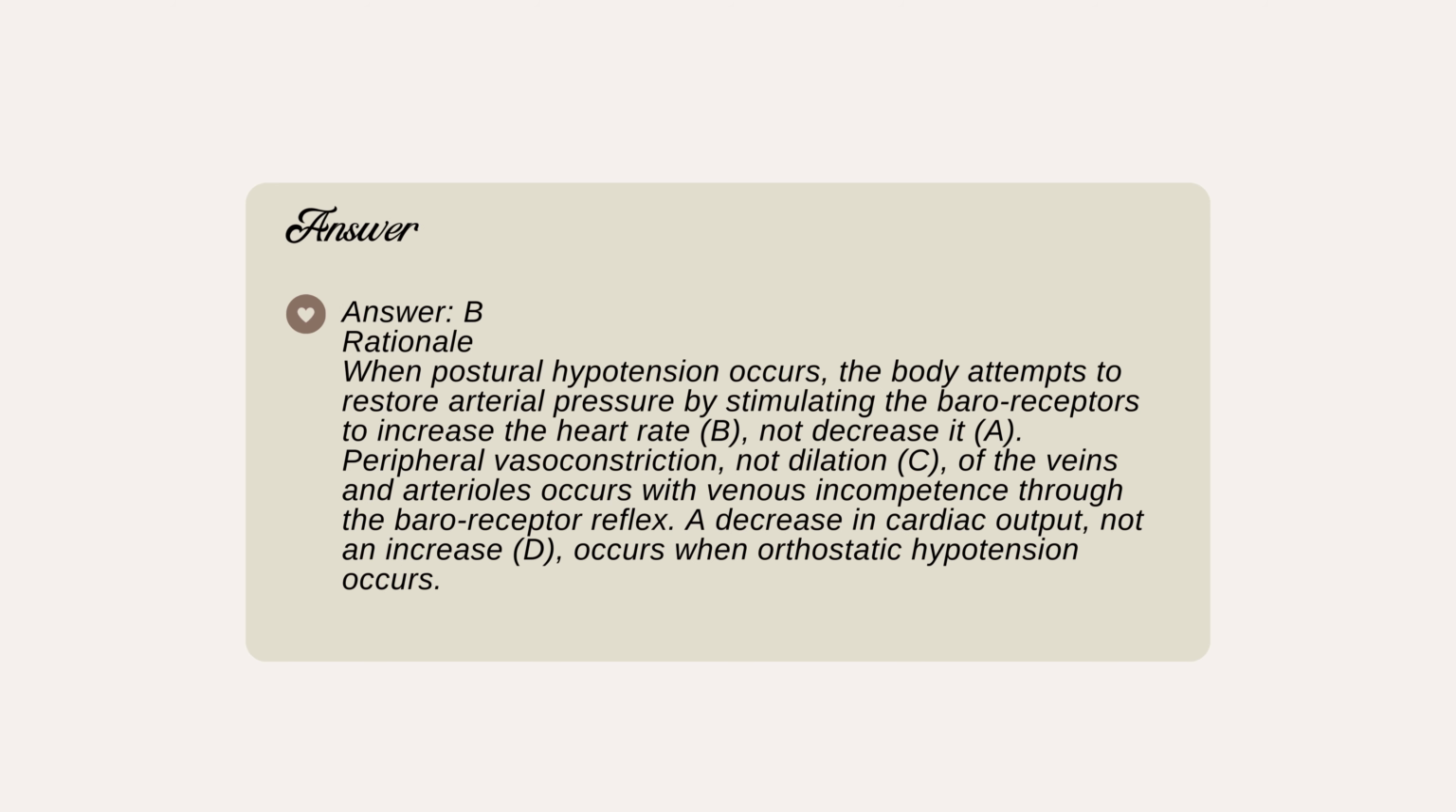Answer. B. Rationale. When postural hypotension occurs, the body attempts to restore arterial pressure by stimulating the baroreceptors to increase the heart rate. A. Bradycardia would decrease it, not increase it. C. Peripheral vasoconstriction, not dilation, of the veins and arterioles occurs with venous incompetence through the baroreceptor reflex. D. A decrease in cardiac output, not an increase, occurs when orthostatic hypotension occurs.